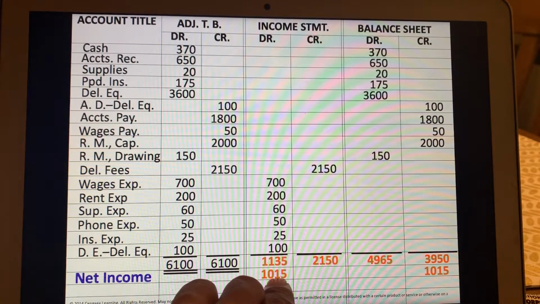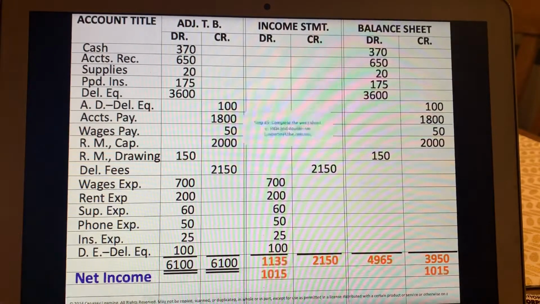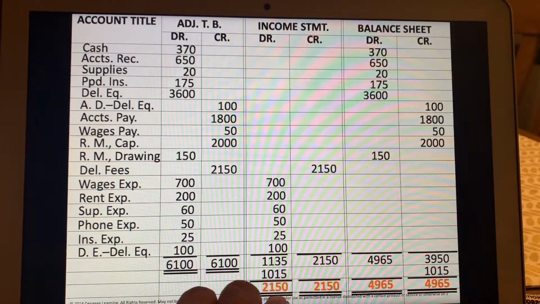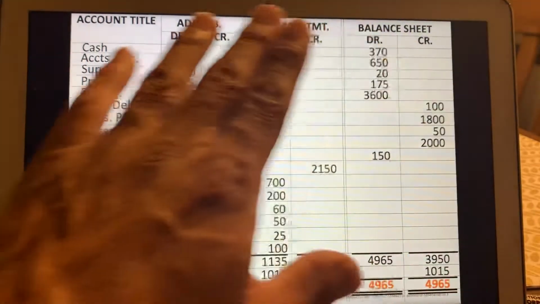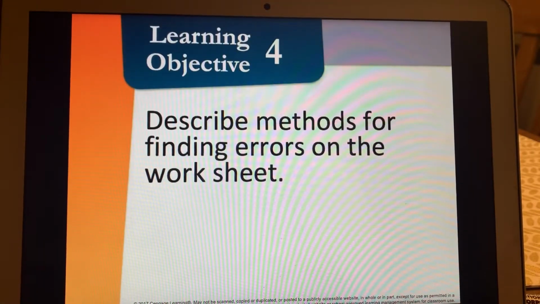So this 1015, our net income, also comes over here on 1015. And then 2150 equals 2150, 4965, and our balance sheet equals 4965. So all the work we just did completely balances. Okay, and I'll stop right here and I'll make another video to describe objective 4.